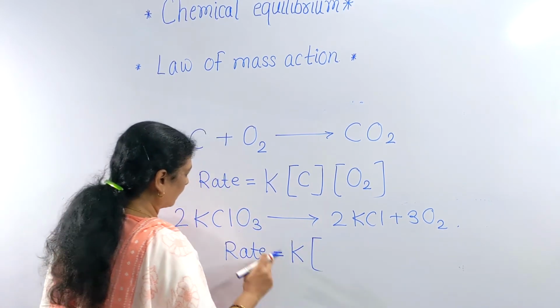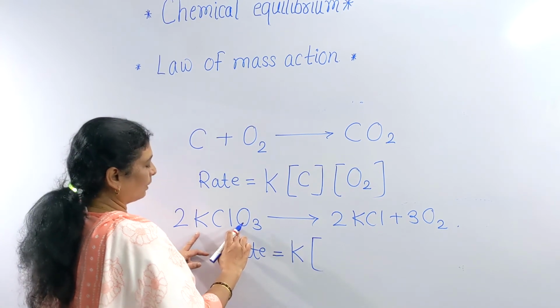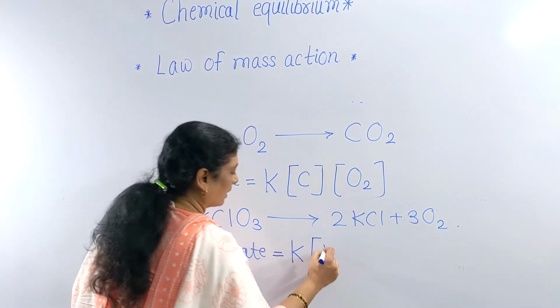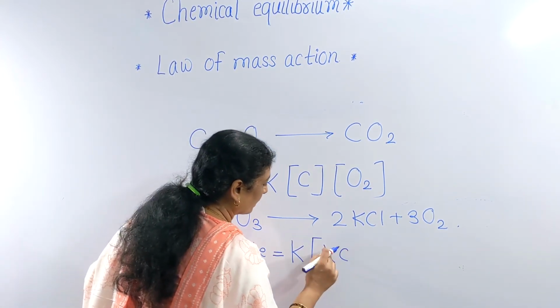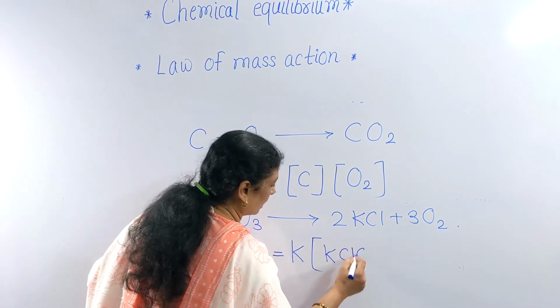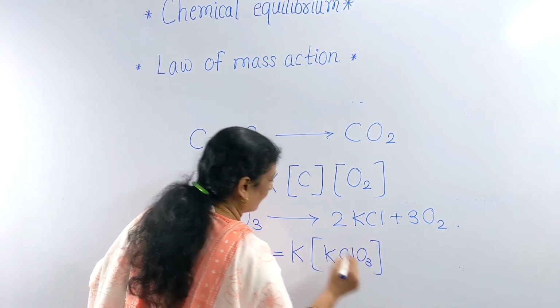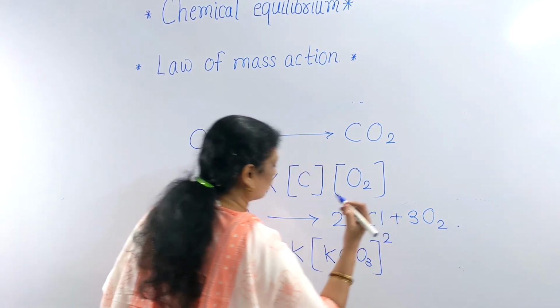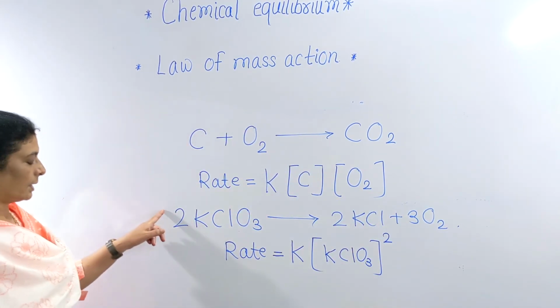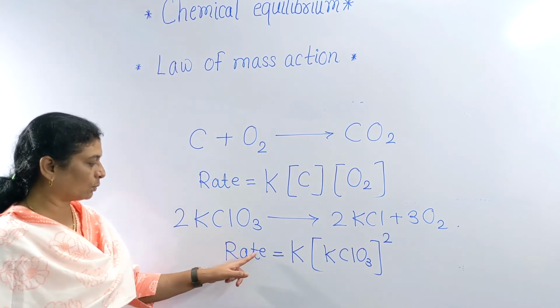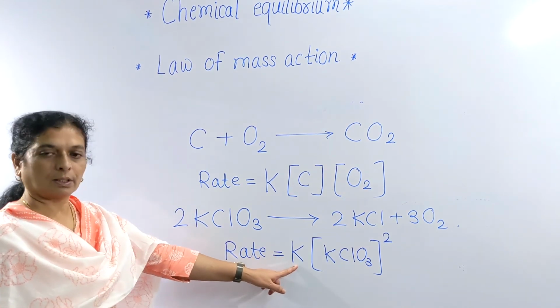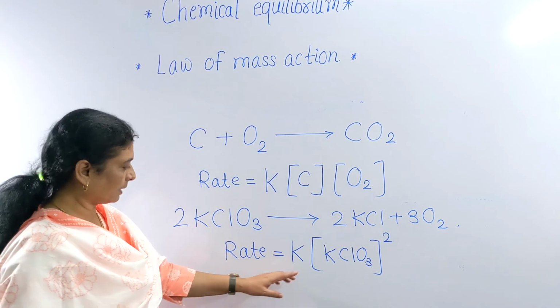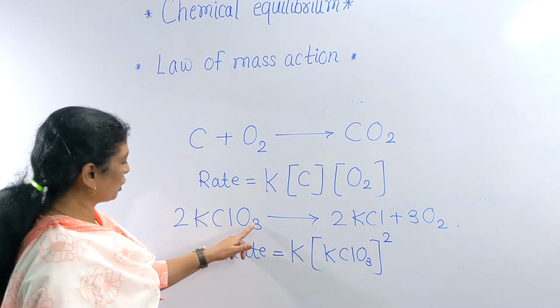हे कॉमन आलं. आता रिॲक्टंट कोण आहे इथं, KClO3 आहे, फक्त एकच रिॲक्टंट आहे and so concentration of KClO3, and it will be raised to the power which is equal to 2. That is, for this reaction rate is equal to K, it is rate constant, into concentration of reactants.